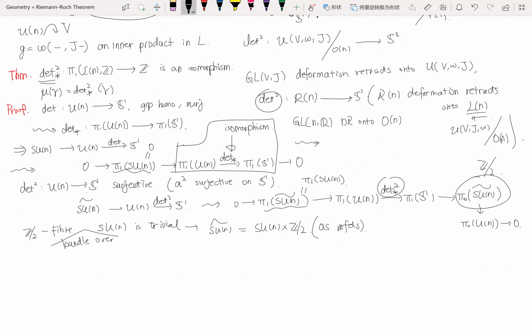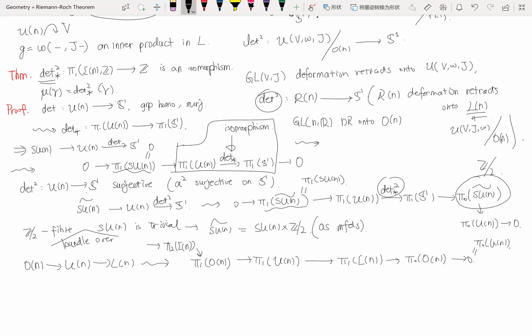So we need another sequence that characterizes Ln, that is the fiber bundle On to Un and to Ln, which gives a long exact sequence of homotopy groups. The fiber sequence is like pi 1 of On, pi 2 of Ln, to pi 1 of On, to pi 1 of Un, and to pi 1 of Ln, and to pi 0 of On, and to 0, because 0 is pi 0 of Un, which is connected, so its fundamental group is trivial.